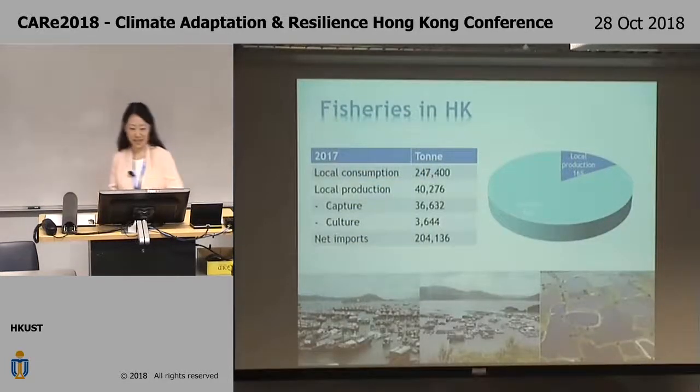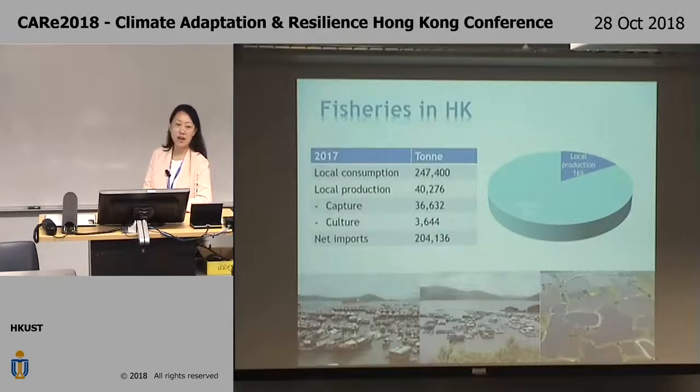So back to the statistics. Last year, our local consumption of fishery products was 250,000 tons. But how about our production? The local production is only 40,000 tons. That means the local production only contributes 16% of the fishery products that we consumed last year. From these 40,000, a large proportion came from capture. And we were producing just 3,600 tons from aquaculture, including mariculture, that means marine fish culture, and pond fish culture.